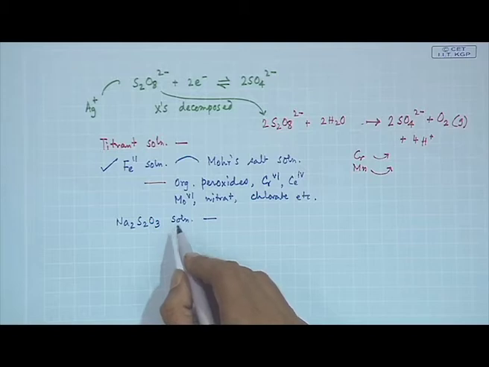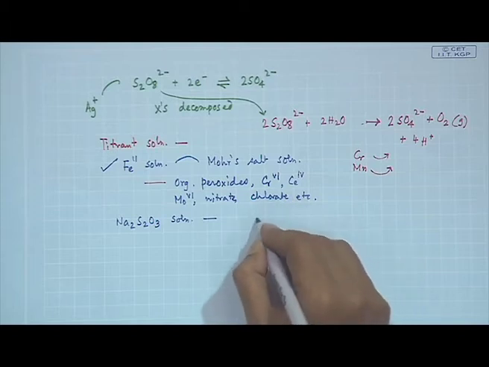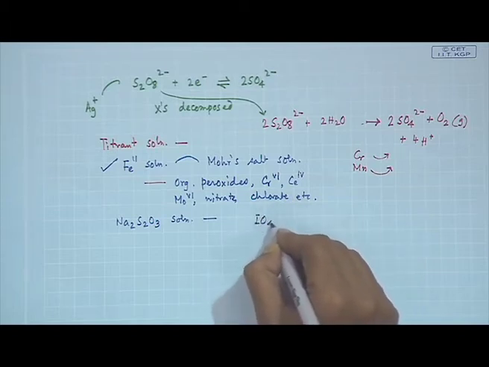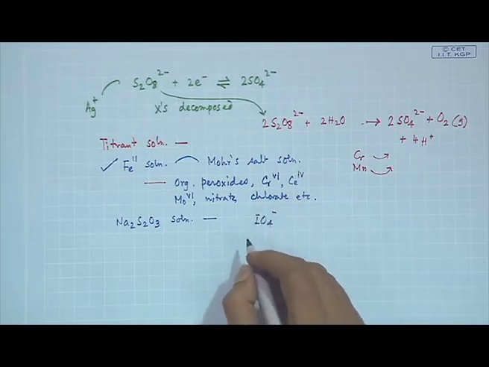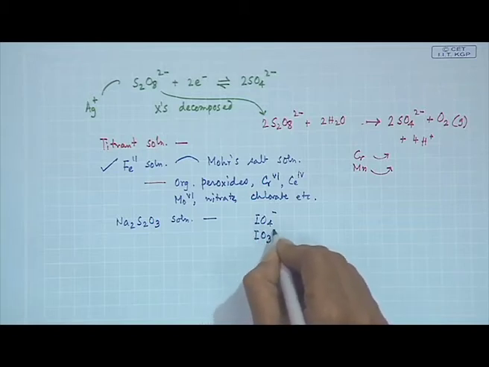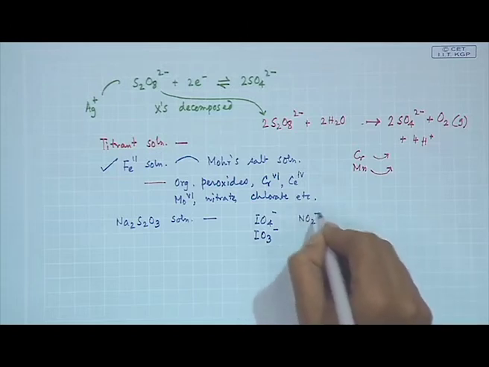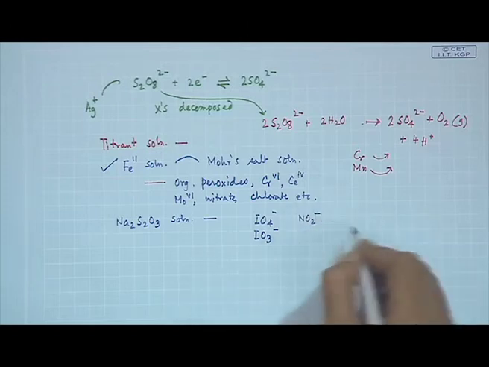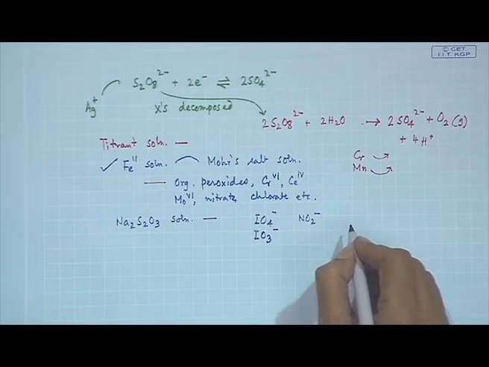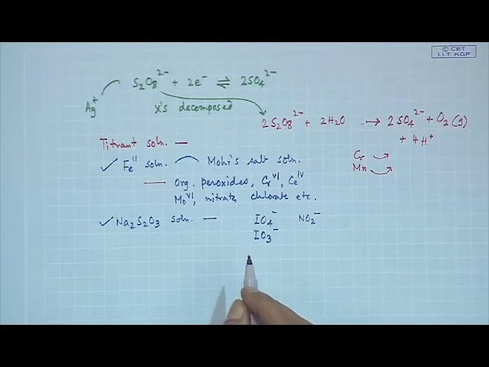So, we can have the corresponding determination of iodate or periodate, IO3 minus and IO4 minus, or nitrite. These can be very usefully determined by means of the corresponding titration with standard solutions.